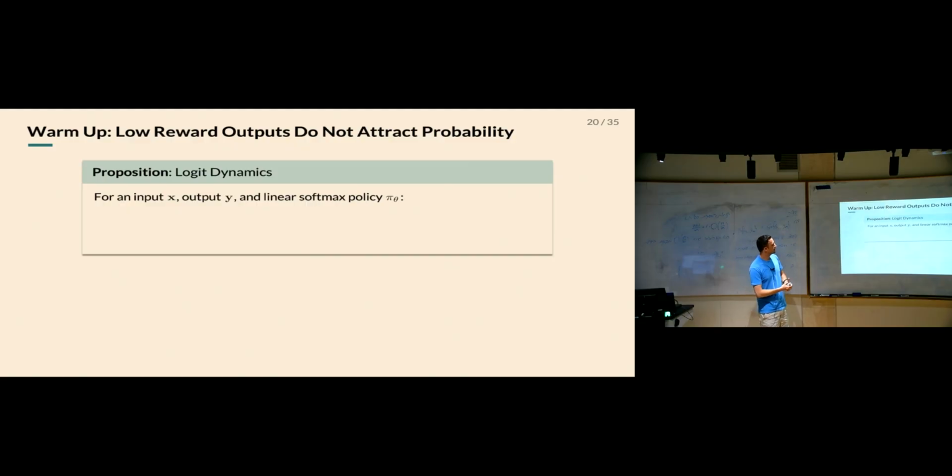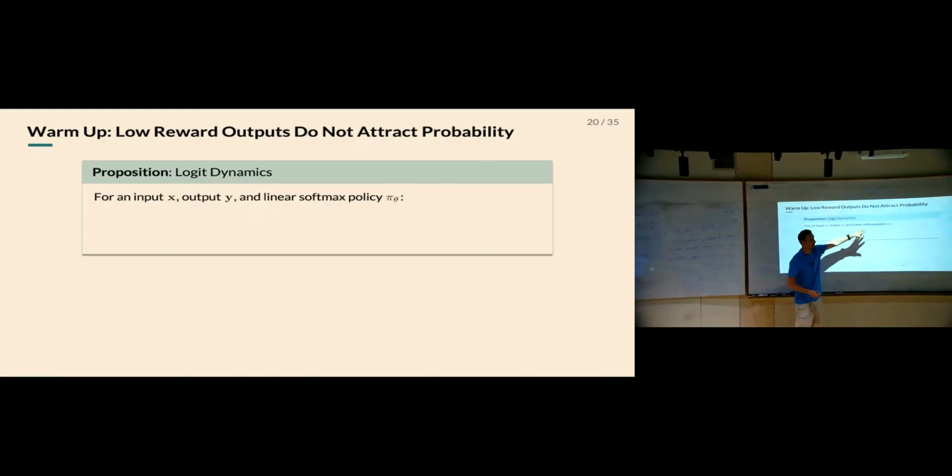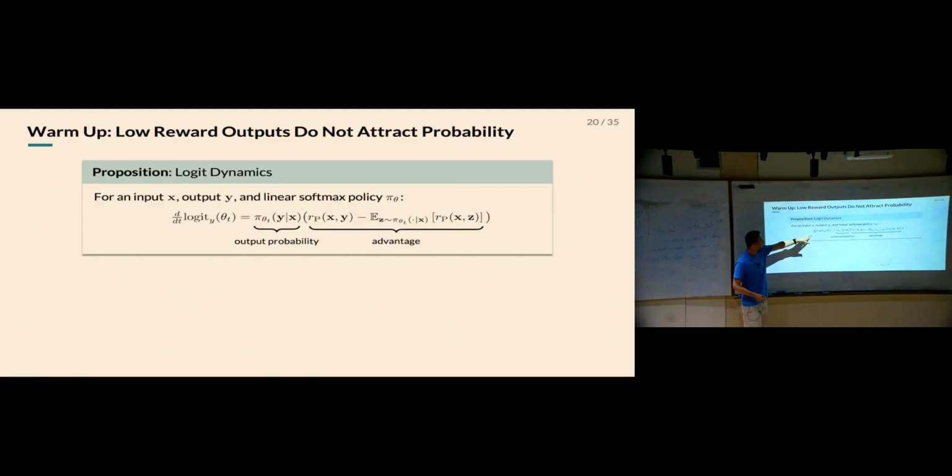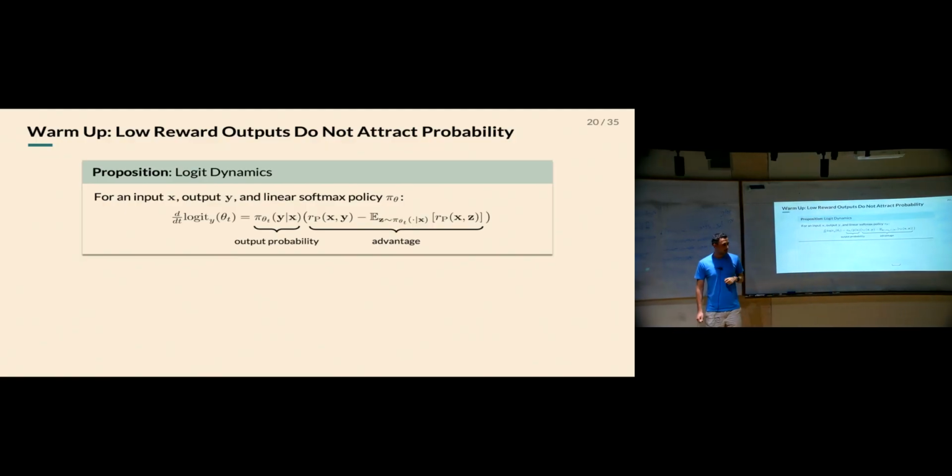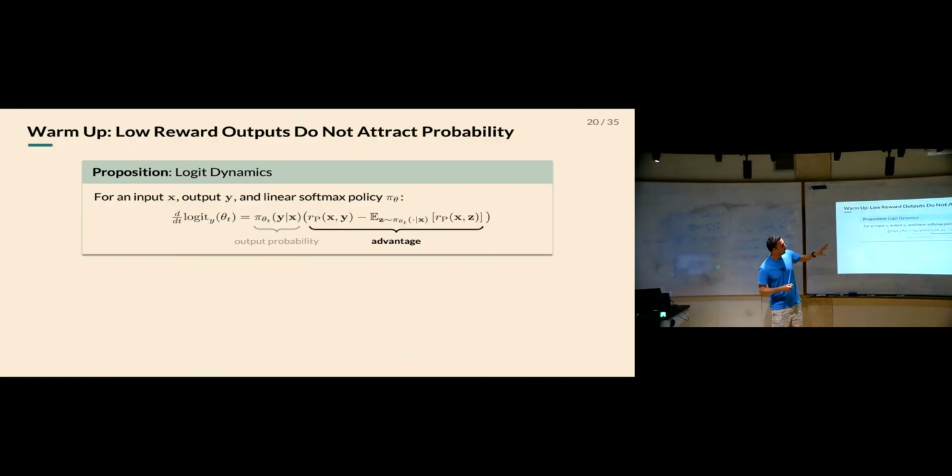The way that you can see this is by looking at how the logits evolve during training. We're going to look at the logit of some output y, for a linear softmax policy. The time derivative of this logit, how it evolves through training, depends on two factors. This is just a simple calculation, nothing special going on here. But what you can see is that it's the probability of the output multiplied by its advantage. This is the proxy reward of the output minus the current expected proxy reward. What determines whether the logit increases or decreases is the advantage.